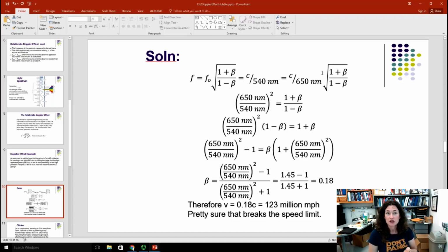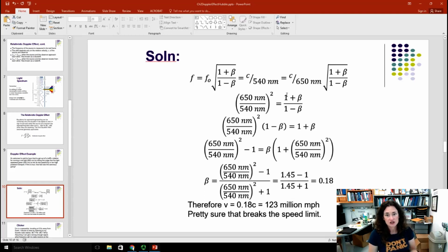So I multiply both sides by 650 nanometers. I can cancel out my speed of light since that appears on both sides of my equation. And then I get the ratio of 650 nanometers divided by 540 nanometers. Now, since I'm dividing a wavelength by a wavelength, the units are the same. They cancel out, it's dimensionless, which is good since beta is a dimensionless number as well. Then to get rid of that square root, I have to square both sides.